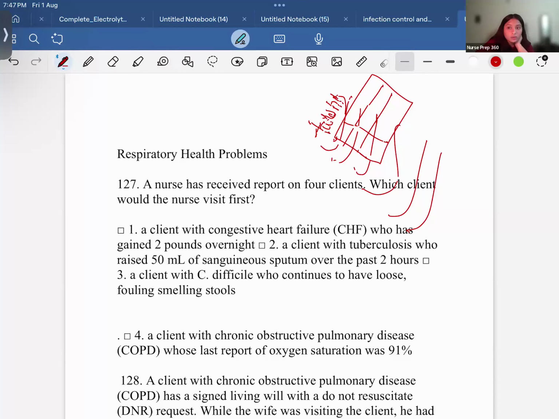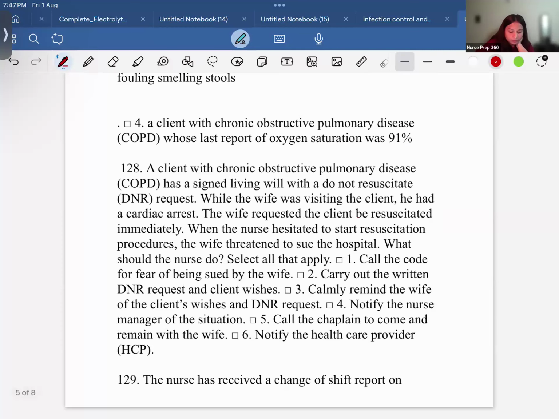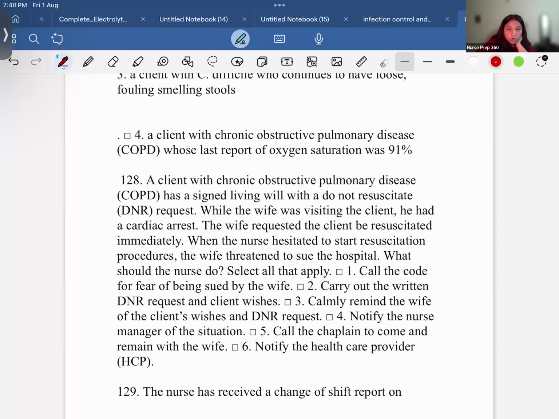I want you to learn how to read a question. Can anyone read question number 128 for me? Not Bhavna, other than Bhavna.